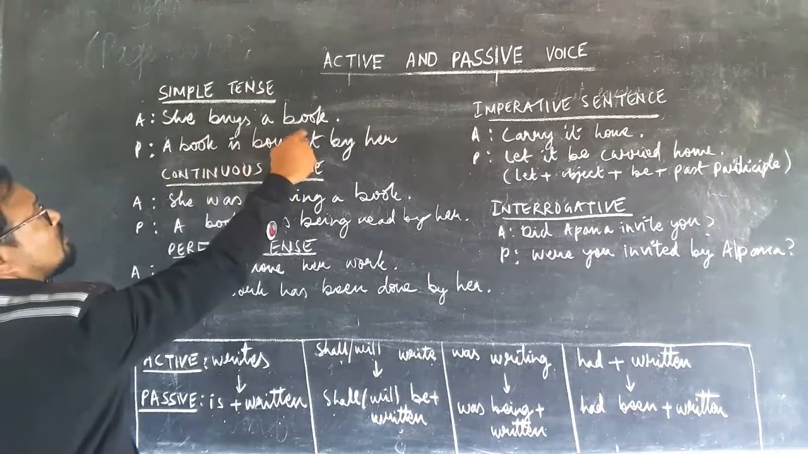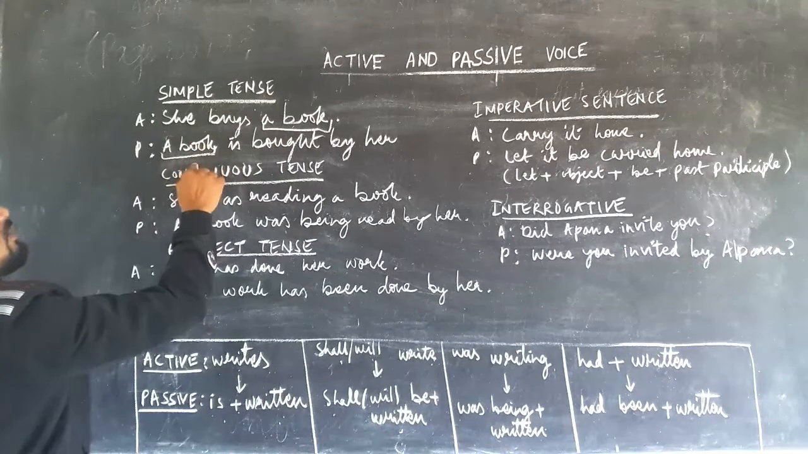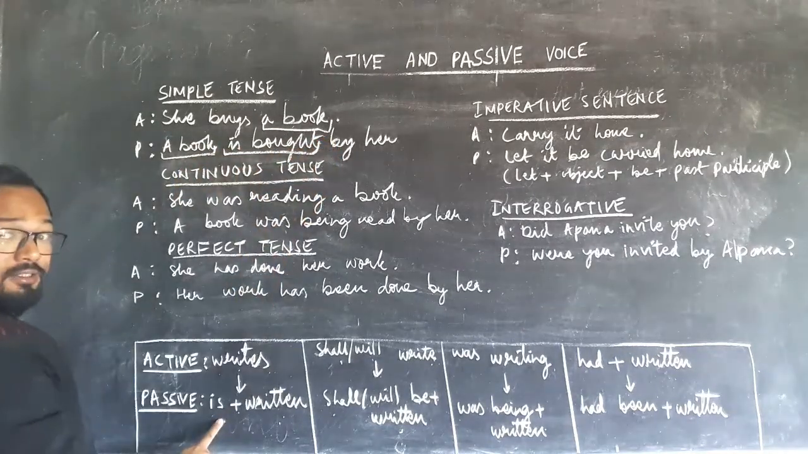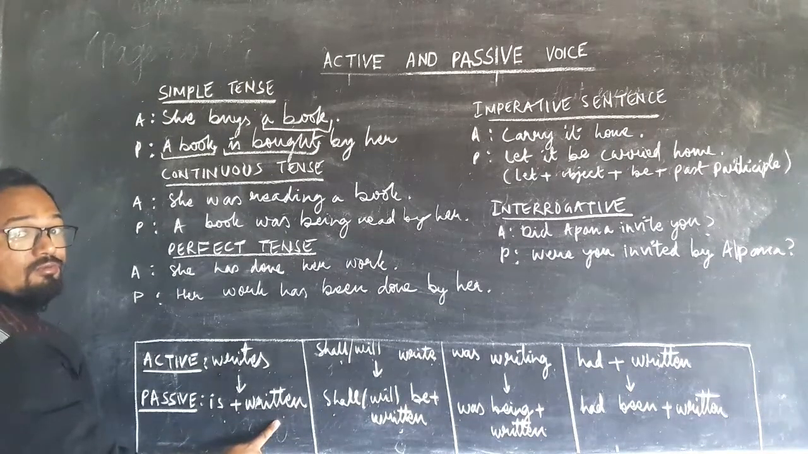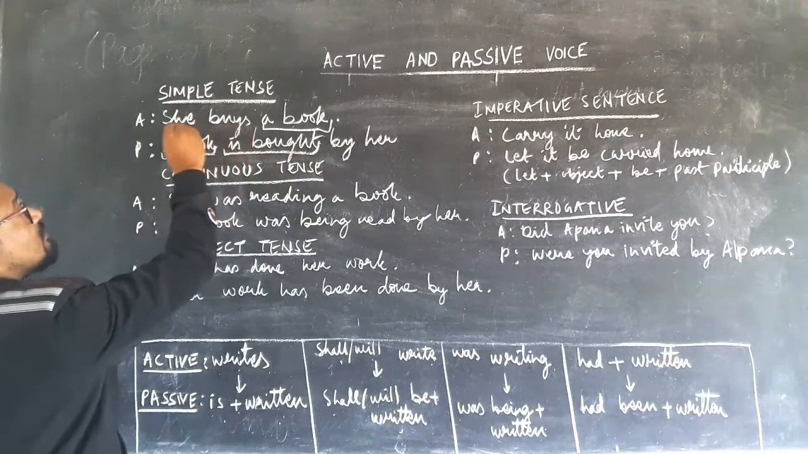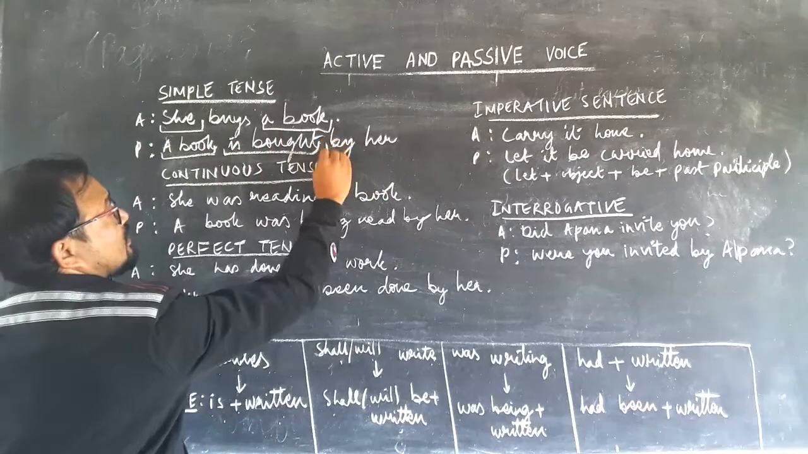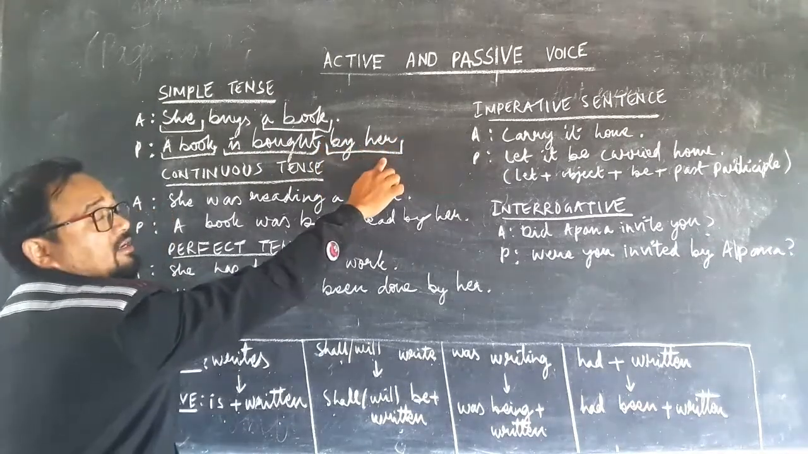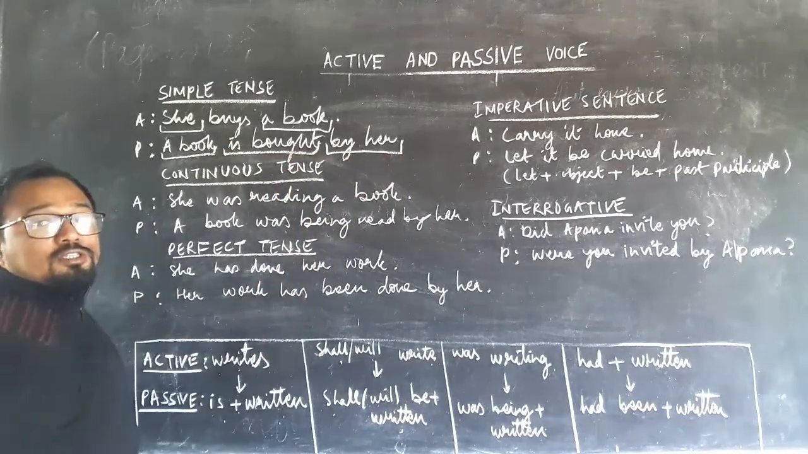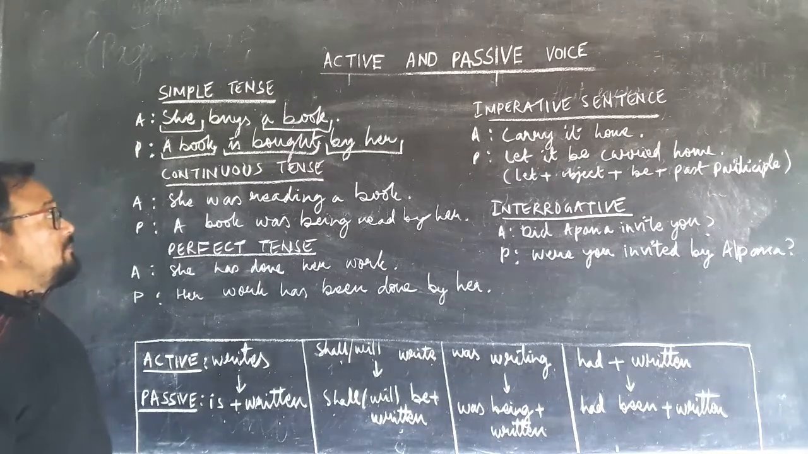So a book again comes back here, see here, a book is bought, like the formula: is plus past participle form. So is bought here. Again in this sentence, she came here, that means it is again added with by, this I had explained in the formula. So, a book is bought by her. So it's simple. You just have to apply that method that I have explained to you.